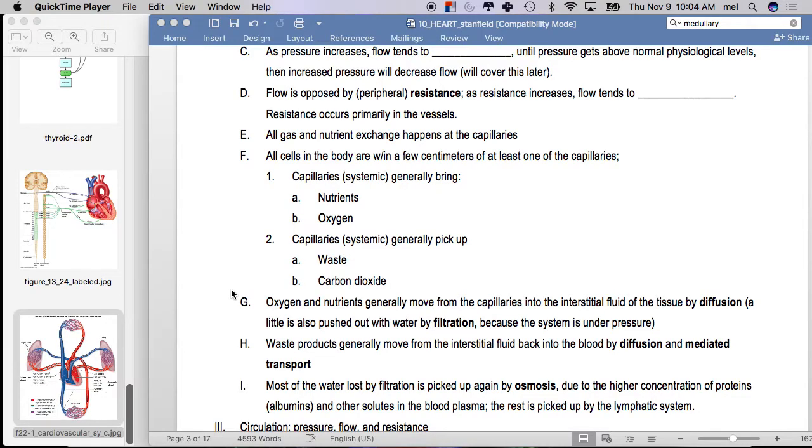Or gunking up the tubes with arteriosclerosis or atherosclerosis, or getting longer tubes. They have more friction, right? Longer tubes, right? Or how about increasing the viscosity of the fluid? If your blood becomes really viscous like maple syrup, right? Doesn't that increase the resistance? Okay. So we've got the pressure and resistance that are sort of opposing one another. So flow is opposed by, we call it peripheral resistance because it doesn't occur in the heart, right? It's in the periphery. As resistance increases, flow tends to do what? Decrease. Resistance occurs primarily in the vessels, and we'll talk about it today.